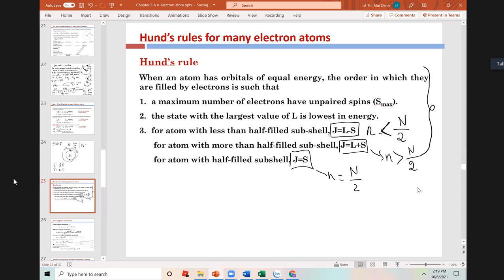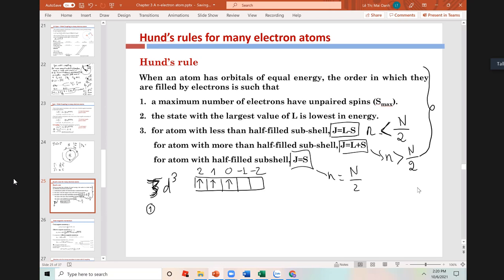For example, you can consider 5D, or 3D. 3D is okay. If you only have three electrons in 3D, the orbitals are 2, 1, 0, -1, -2. First, you have 3 electrons in the D subshell, so the 3 electrons will occupy 3 different orbitals with spin up like this.